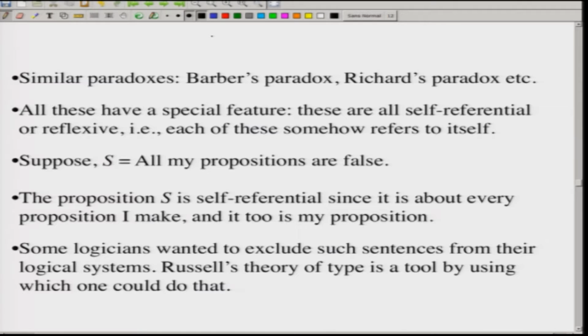Now, the problem is, all my propositions are false, S is my proposition, hence S is also false, hence it is not true that all my propositions are false. These are the steps that lead us to the contradiction. Some logicians wanted to exclude such sentences from their logical systems, otherwise the system will be bad. Russell's theory of types helps us do that. The question is how.